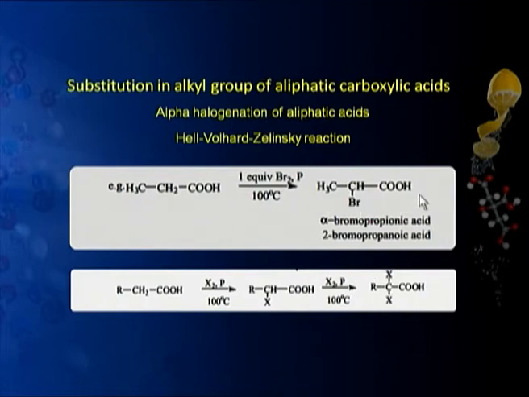These alpha halogenated acids are very useful for the preparation of alpha hydroxy acids, alpha amino acids, or acids having an unsaturated group, that is by the loss of HBr or HX from these two positions. We will discuss these unsaturated and substituted acids in our next session.